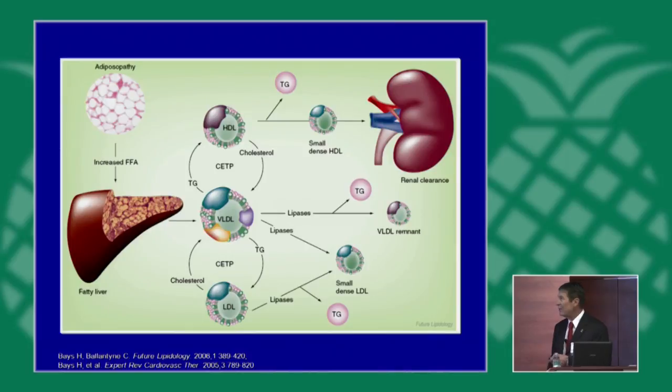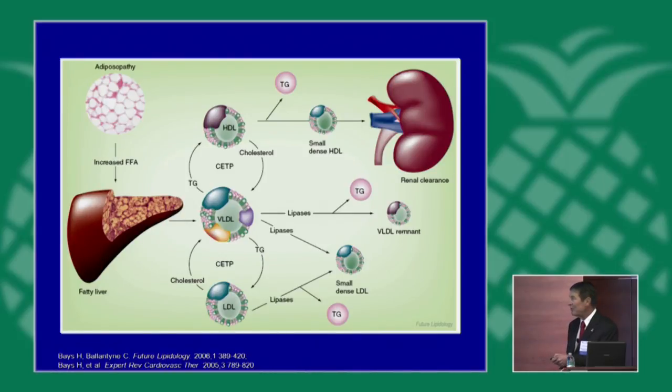Well, in addition to that, when we have adiposopathy, we get increased free fatty acids going to the liver, so the liver pumps out more triglyceride-rich VLDL particles. And these particles will interact with LDL cholesterol, with cholesterol ester transfer protein, and we get a swapping of triglycerides from the triglyceride-rich VLDL particles to LDL cholesterol, which then is acted upon by hepatic lipase. The triglycerides are hydrolyzed, and we end up with numerous small, dense, more atherogenic LDL particles.